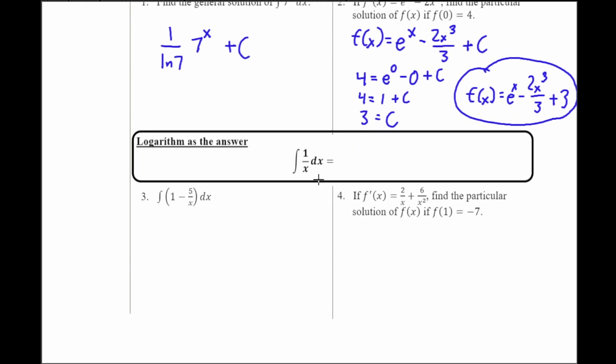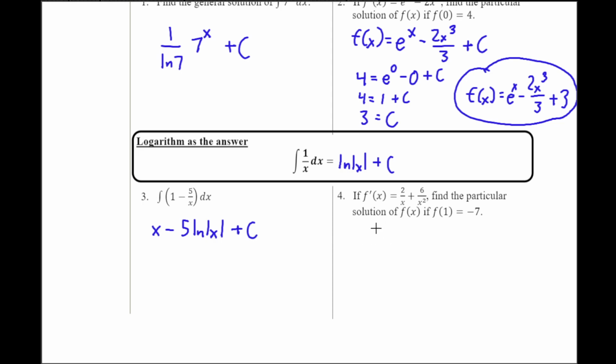Logarithms. The integral of 1 over x dx: the answer here is ln of the absolute value of x plus c. If you remember all the way from Unit 2, the derivative of ln x is 1 over x, so the antiderivative or integral of 1 over x is ln x. So right here, an example: the integral of 1 minus 5 over x. Well, the integral of 1 is just x, and then 5 over x is just 5 ln absolute value of x, plus c.